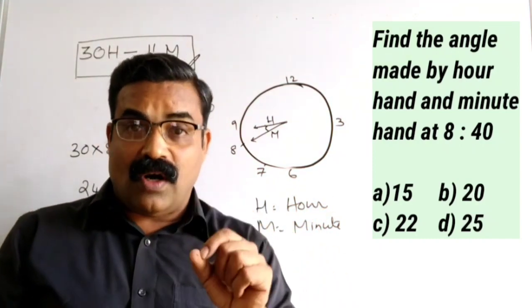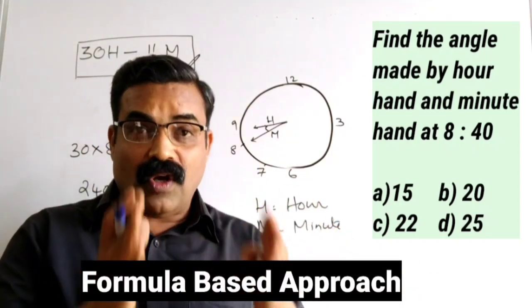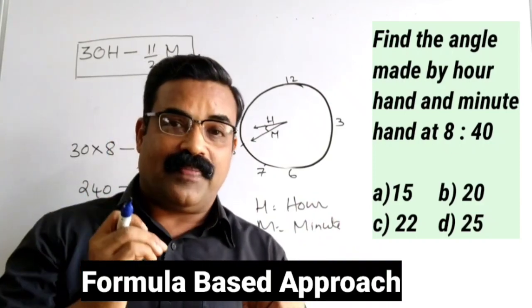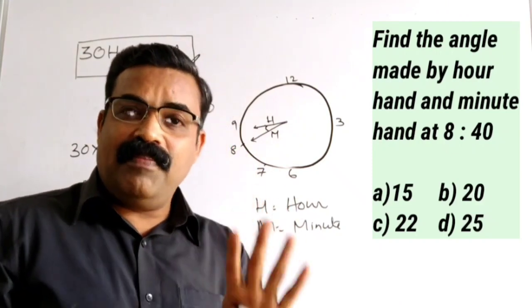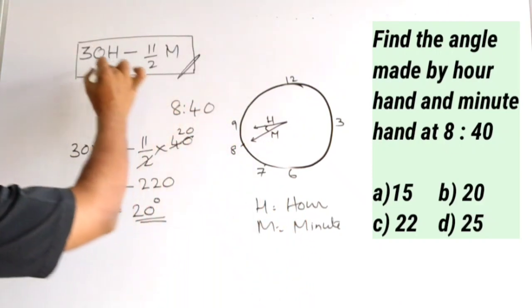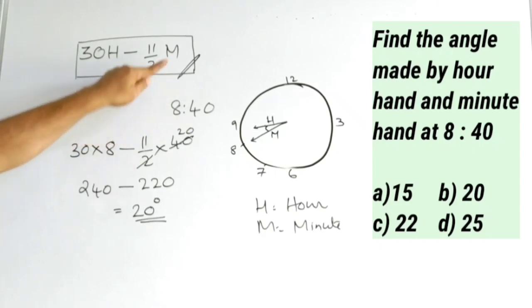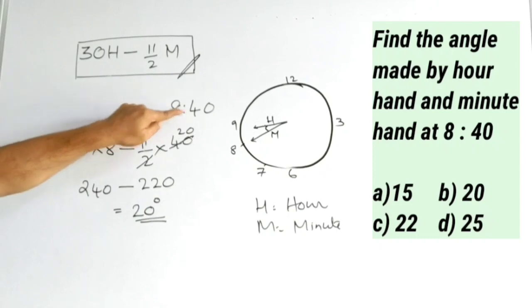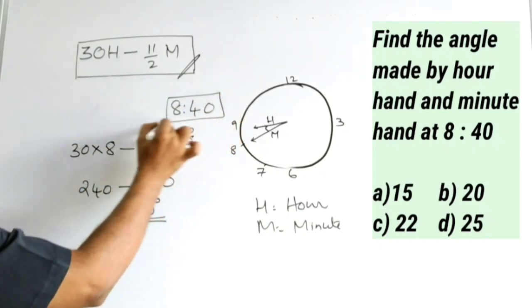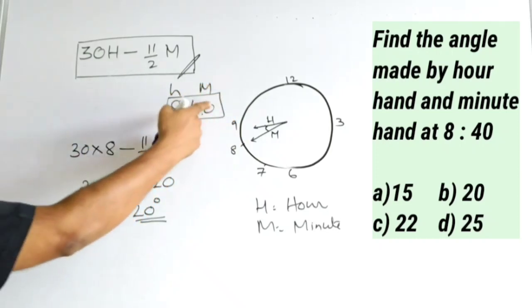This method of solving these type of questions is called formula based approach. We are using a formula here. So any type of question, students, if you have this type of questions in your competitive exam, you can simply apply this formula, 30h minus 11 by 2m. Remember this formula and just apply it. H stands for hour and m stands for minute. 8:40 is the time given. So 8 is the hour, 40 is the minute. So h will come here, m will come here.